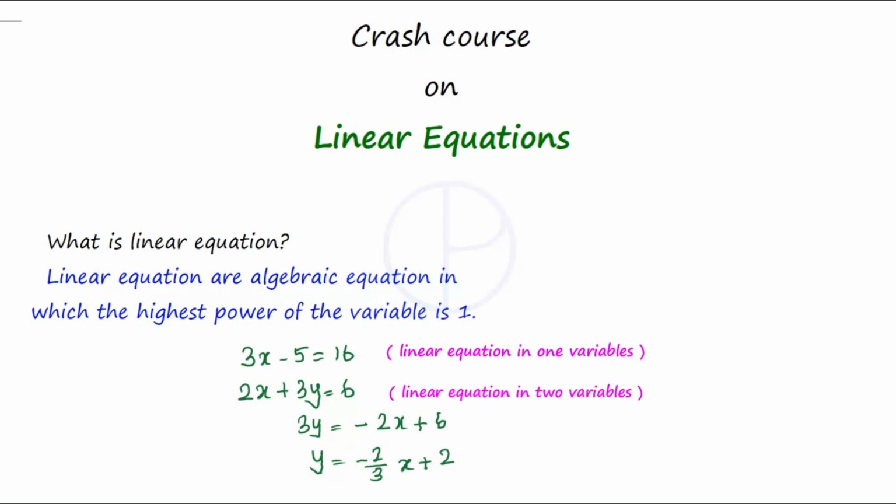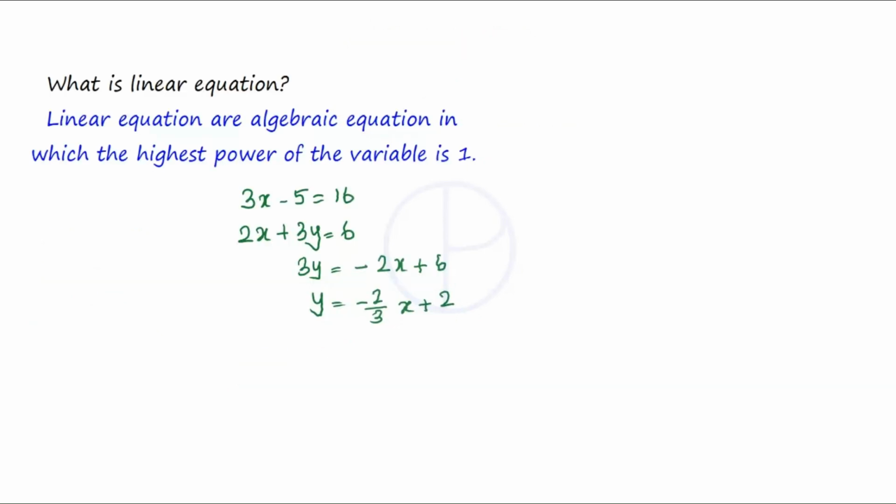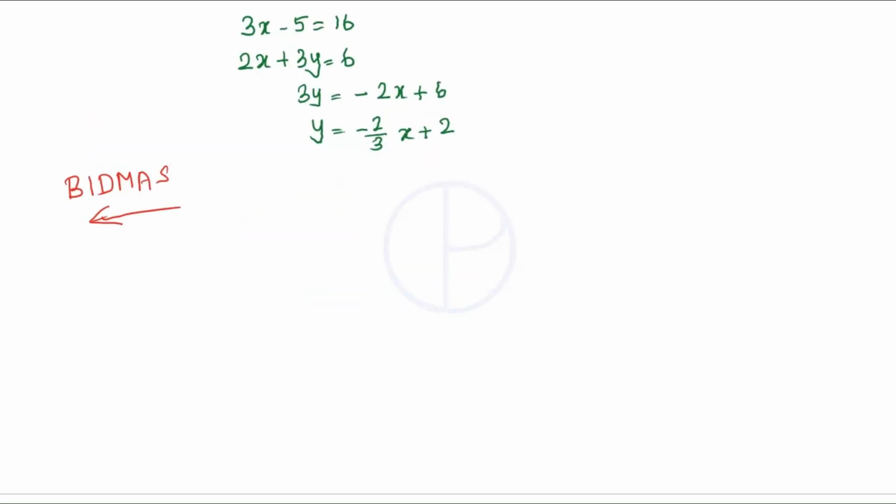How to solve linear equations? Just isolate the variable, usually x, by carrying out the inverse operation on both sides of the equation. That is, you have to make the variable the subject. The order in which the inverse operations are carried out is important. Most of the time it is BIDMAS in reverse order.